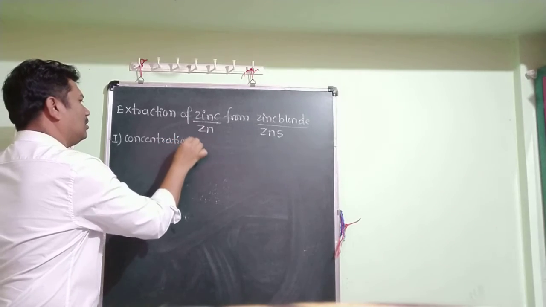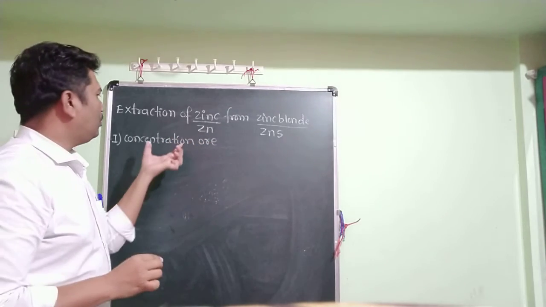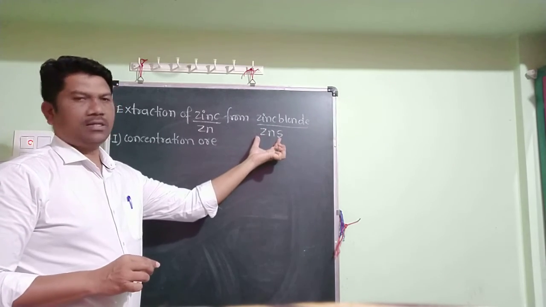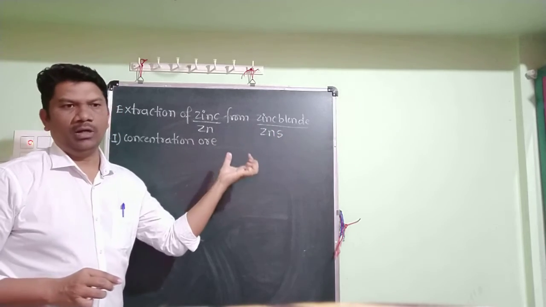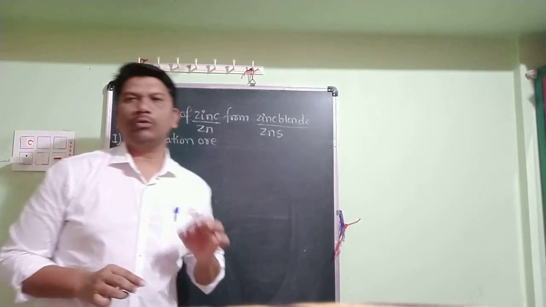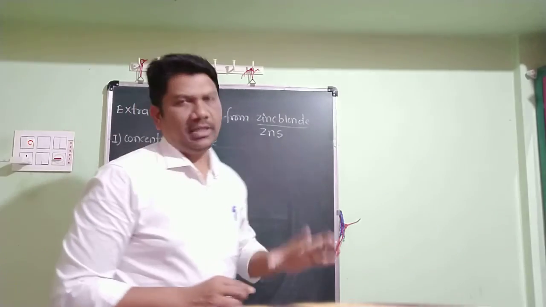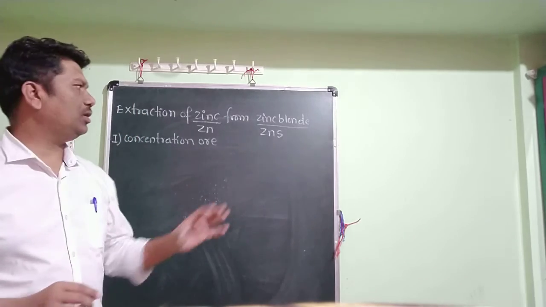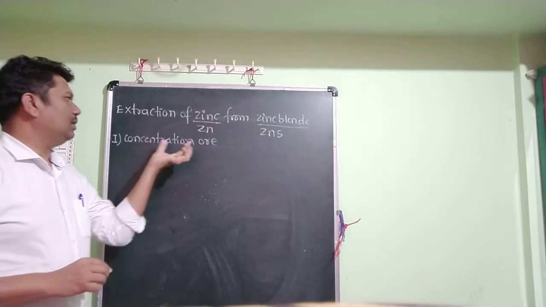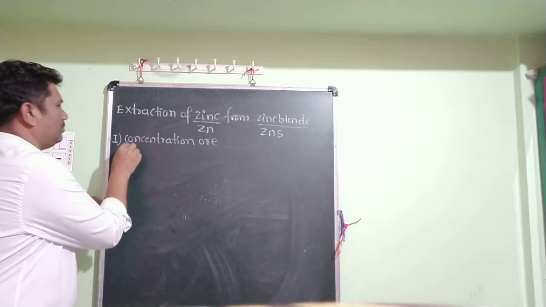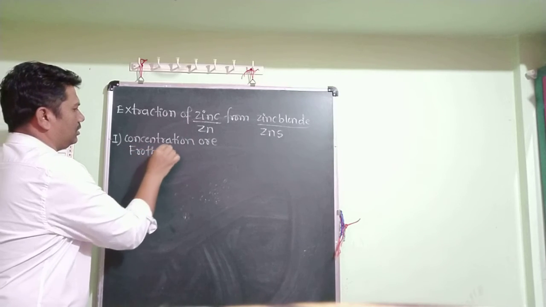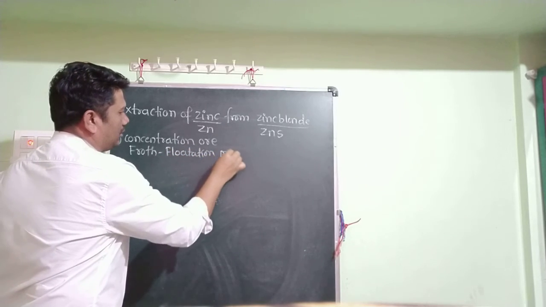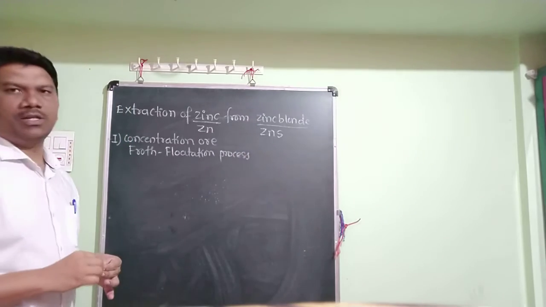Concentration of ore. And here the ore is ZnS, and ZnS means it is a sulfide ore. If sulfide ore is there, we have to follow one physical method, that is the Froth flotation process. Froth flotation process is meant for sulfide ore. Therefore, here the ore is concentrated by Froth flotation process. So this is the first step.